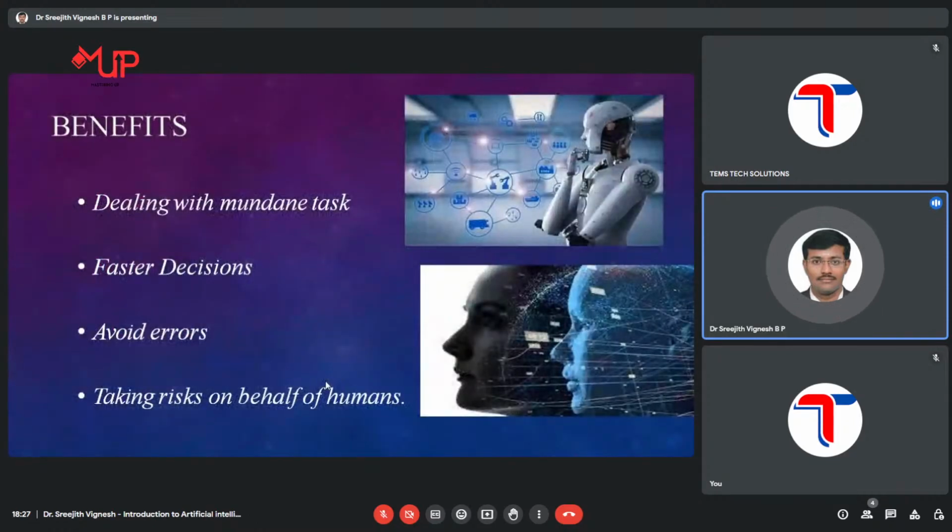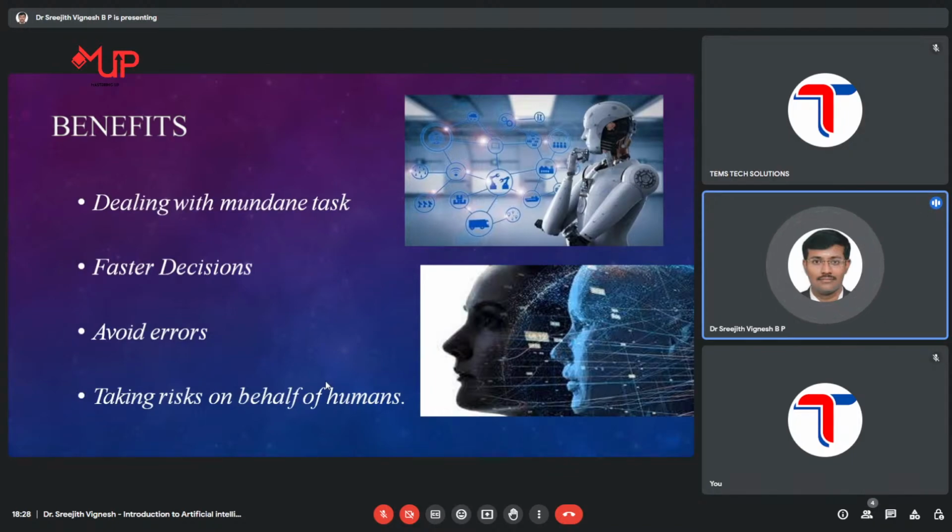Benefits. Dealing with mundane tasks, which means tasks that come again and again. The repeated task will be carried out in a much faster way, and faster decisions can be made with the help of implementing AI. AI can avoid errors because it is a routine job, and it will not create the number of other problems that we humans do. And taking risks on behalf of humans. Humans will be afraid or scared to take risks, but the AI system will take risks once it is instructed to do so.